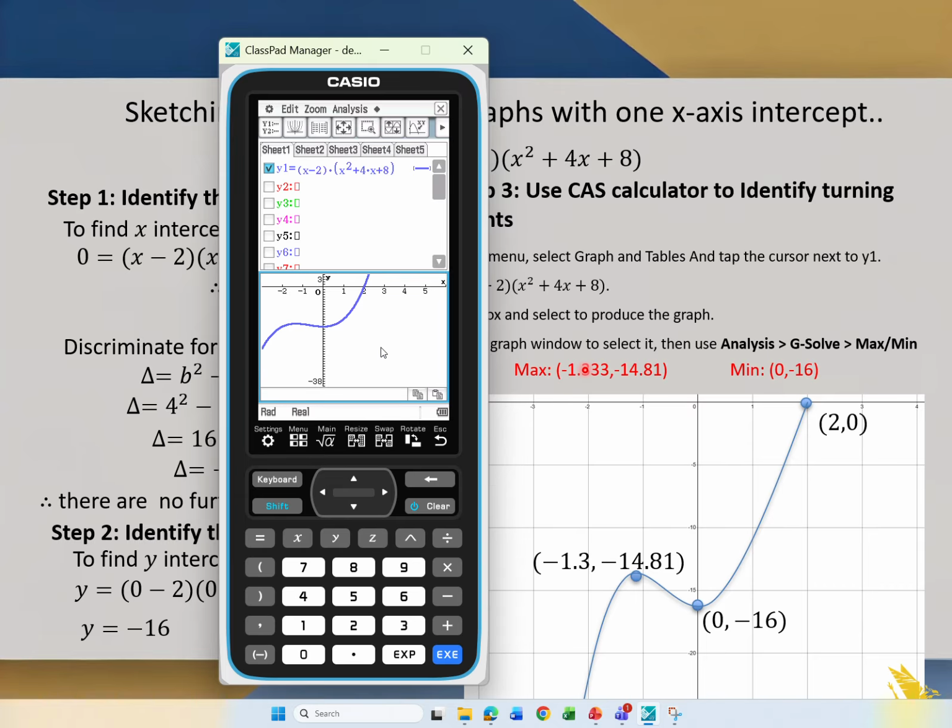So again, if I wanted to find out all the points, I go analysis, I go G-solve. If I want a y-intercept, it will tell me what I've got, 0 and -16. If I would like the root, 2 and 0. And the pieces that I'm missing is the local max, which is here, -1.3 and -14.81. And finally, if I go to G-solve and do the minimum, I'm going to have this right here at 0 and -16.